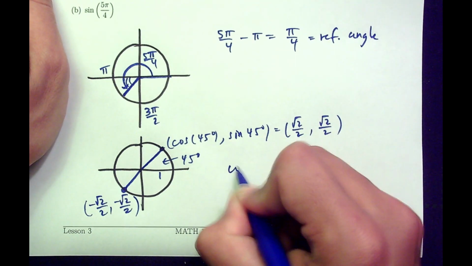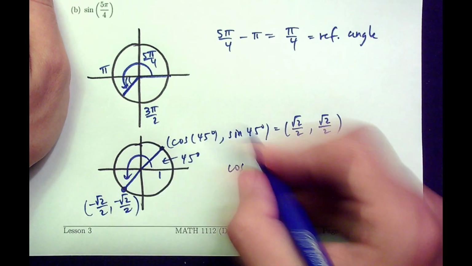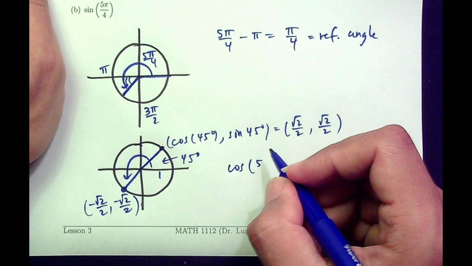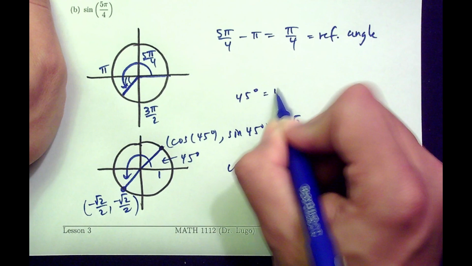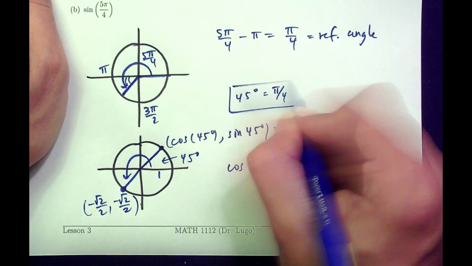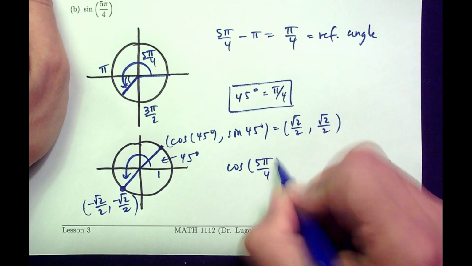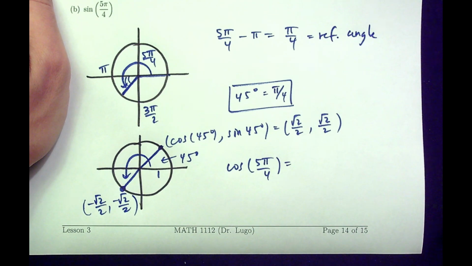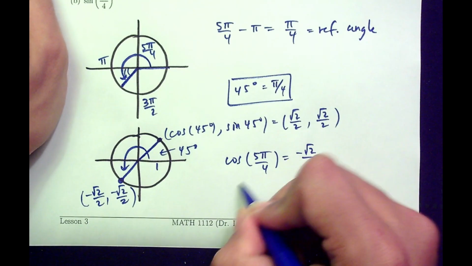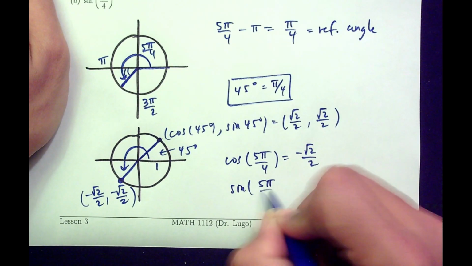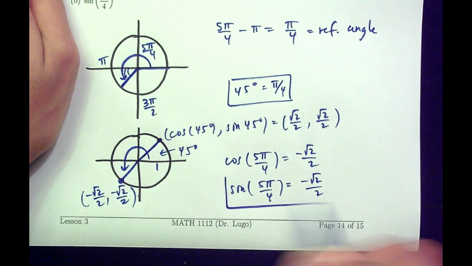So let's write that down. The cosine of my angle, oh yeah, 45 degrees is pi over 4. Okay, cosine of 5 pi over 4 is what? Negative square root of 2 over 2. And then sine of 5 pi over 4 is negative square root of 2 over 2. They were asking about only the sine.